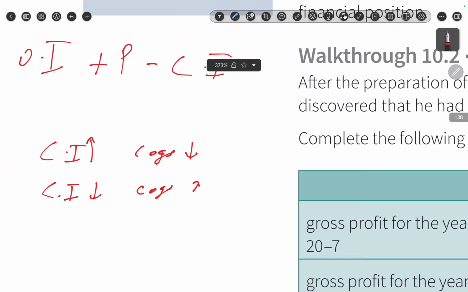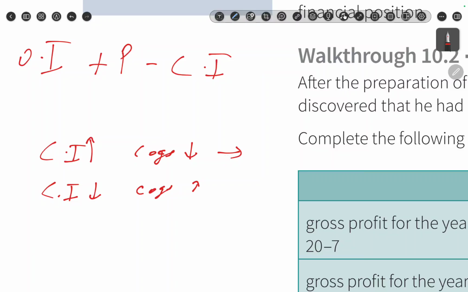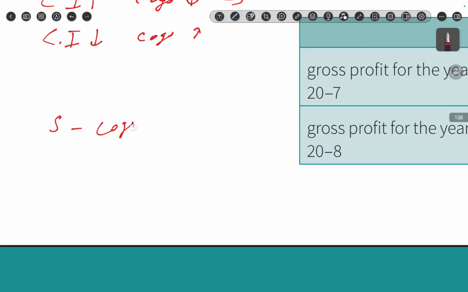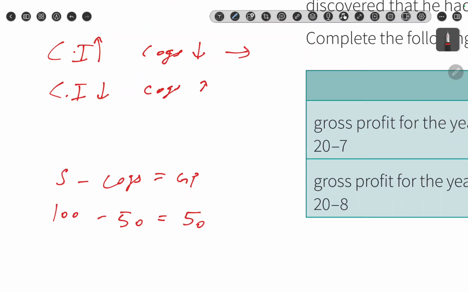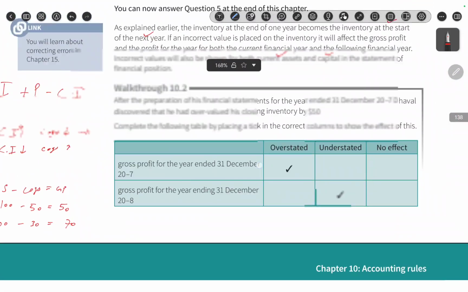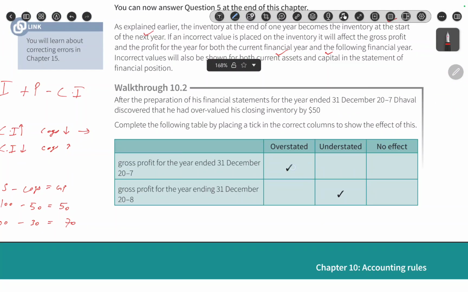Very simple. To calculate gross profit, what do we do? Sales minus cost of goods sold equals gross profit. Say my sales is 100, my cost of goods sold is 50, my gross profit will be 50. But due to this error, my cost of goods sold decreased, right? So if I take 100 minus 30 equals 70. You can see my gross profit is overstated. It's supposed to be 50, but it is 70. So that's exactly what they're showing over here.